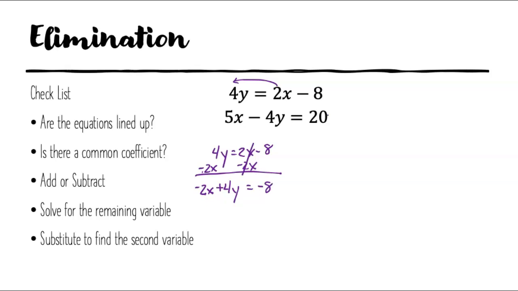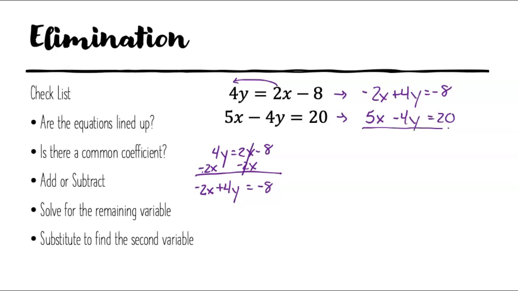Now that they're both in standard form, I can put these together. So I'm going to go ahead and just rewrite this. Negative 2x plus 4y equals negative 8, because this equation is equivalent to this one. And then I'm just going to rewrite the second one, and line them up. 5x minus 4y equals 20.